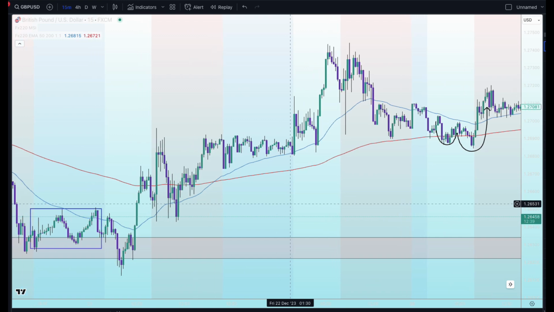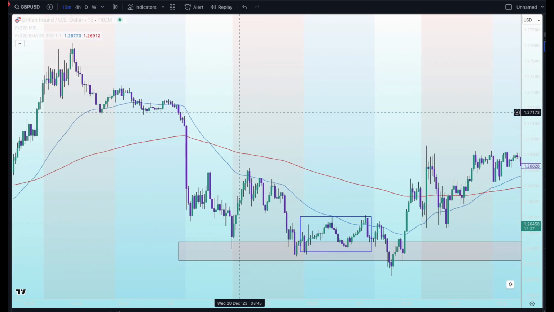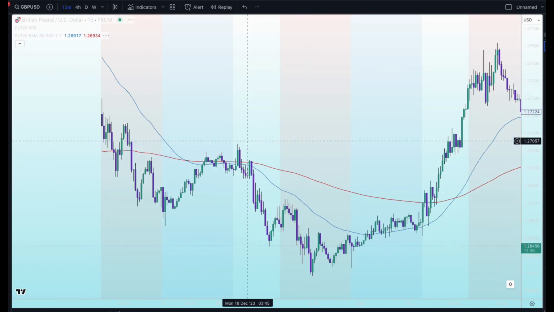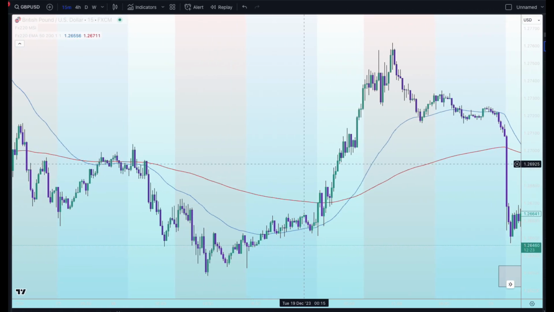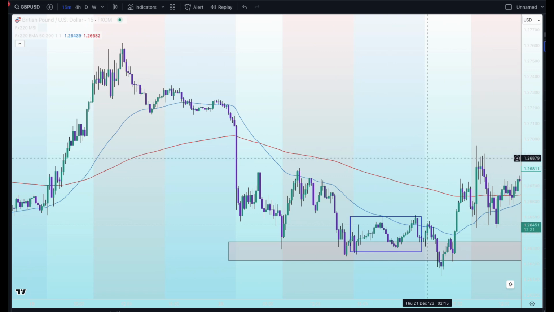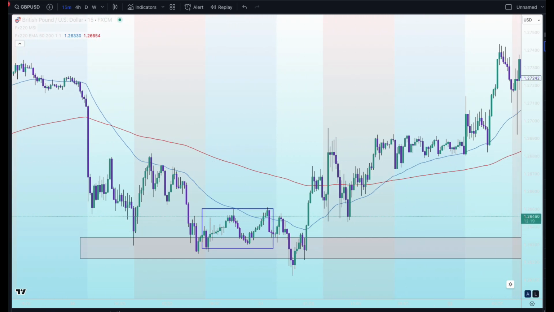This happens every week. You can be very consistent trading these patterns around the EMAs. You just have to be careful and consistent when it comes to the other rules that we have in our strategy.